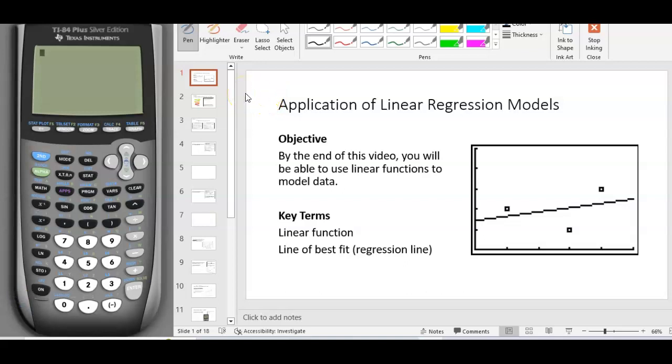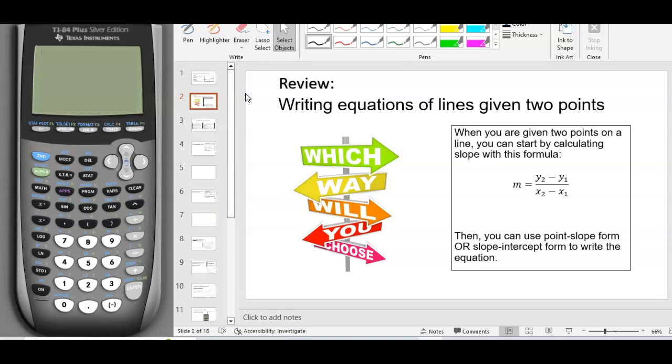So in this video, we're going to talk about how to use linear functions to model data. So remember, you can write equations of lines given 2 points. You're always going to start off by calculating the slope using this formula, and then you can plug in the slope and one of the points into point-slope form or slope-intercept form.